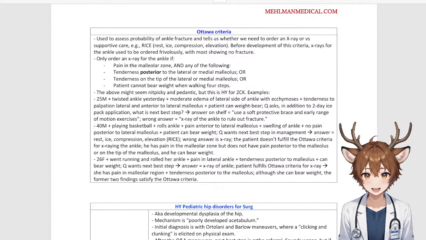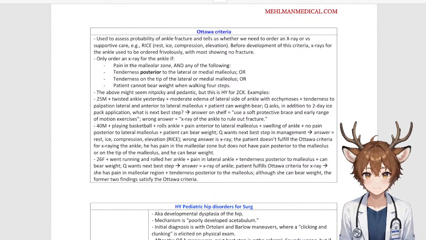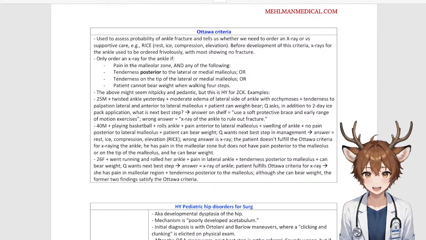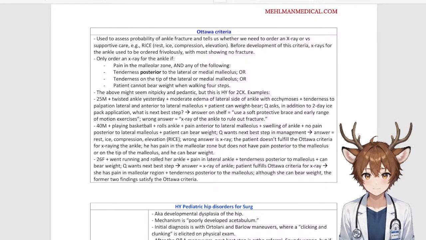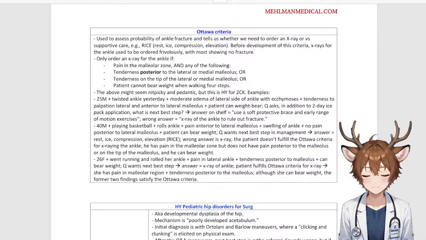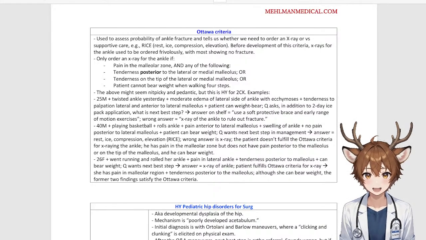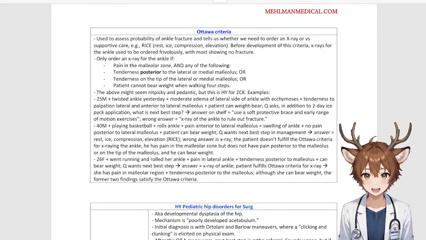So what they're saying is, if you have pain in the malleolar zone, and you have tenderness posterior to the lateral or medial malleoli, or at the tip, so pretty broad, as long as you have some sort of malleoli pain. Is it medial, lateral, tip, or posterior? And also, if you can't bear weight, you probably should go get an x-ray. The answer might seem nitpicky and pedantic, but this is high yield for 2CK.